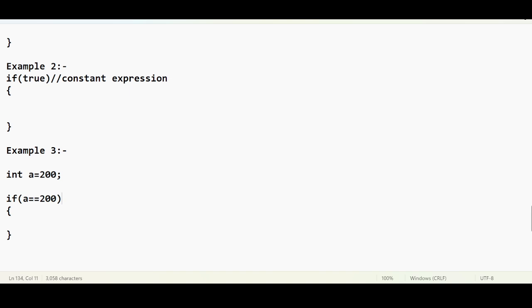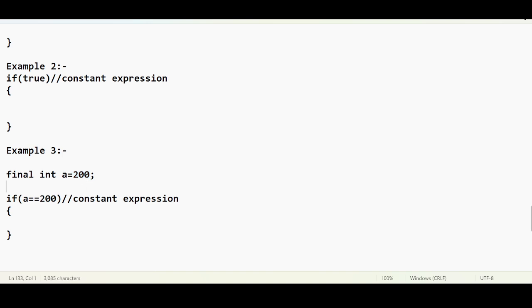But I want to make it constant. I want to use the variable, but I want to ensure that the variable is also a constant. How can I do that? Very simple. Just use the final keyword here. The moment you place the final keyword before this declaration, this will be treated as a constant, because you are saying that a is going to store 200 forever. You cannot make any changes.